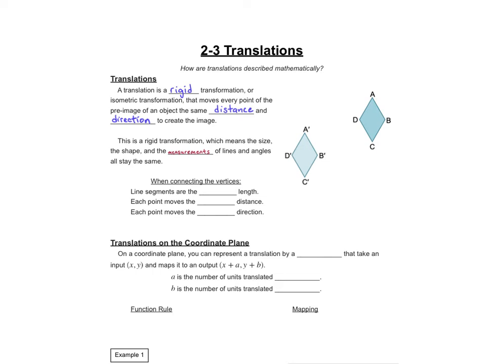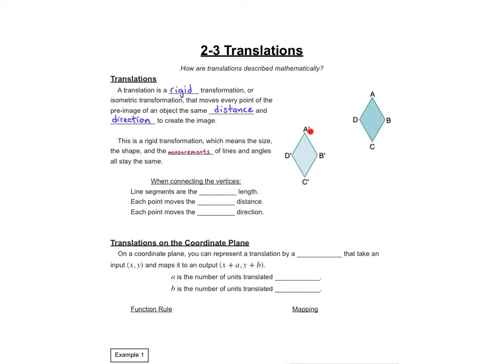As we continue talking about geometric transformations, we're going to focus in on translations now. A translation is a rigid transformation, or isometric transformation, that moves every point of a pre-image of an object the same distance and direction to create the new image. As we can see here, we start with this image ABCD, and it's being translated.